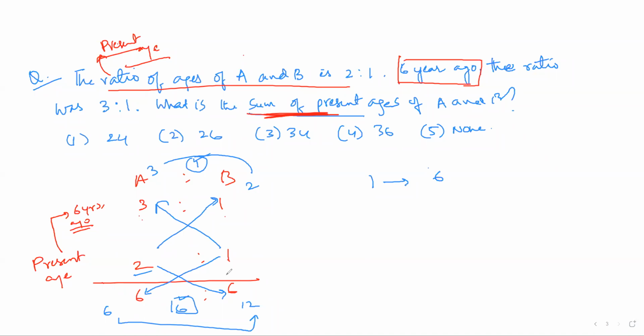We need to find out the sum of the present ages, so we need to find what these values are. 1 is equivalent to 6, so 1 is actually 6 years. Now 1 is 6, so 3 is 18. So this is actually 18 years. For A and B, these are 18 and 6. How much gap here? 6.